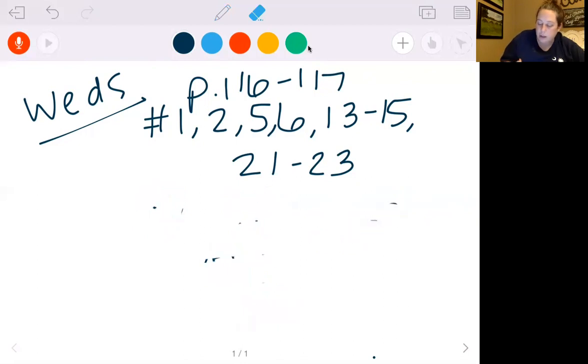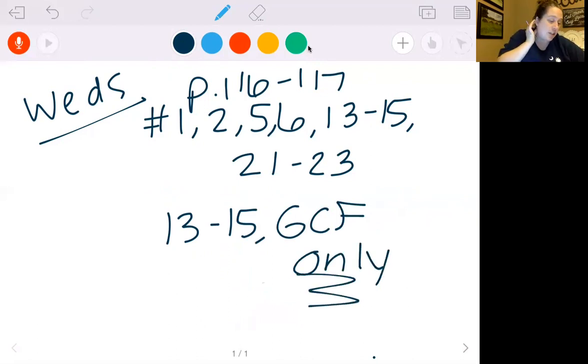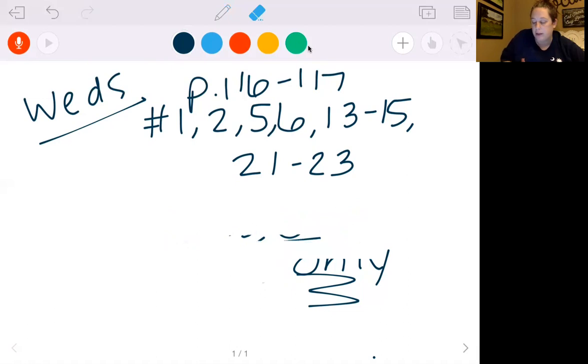Okay, let me clear this. 13 through 15, you're doing the GCF only. The directions say to do the greatest common factor and the least common multiple. We haven't learned least common multiple yet. That's later on. So the only thing you're doing on 13 through 15 is finding the GCF of those two numbers. And then 21 through 23, this one also has a different set of instructions. So look at that with me.